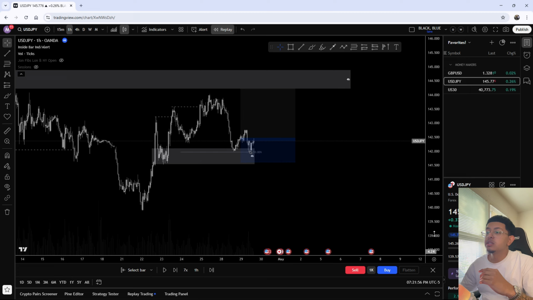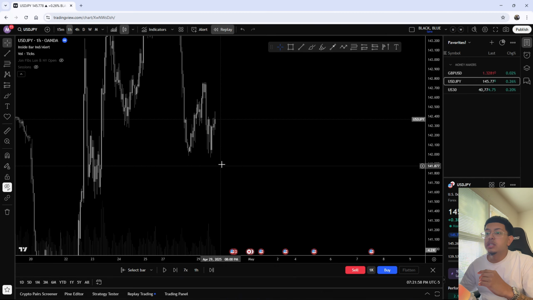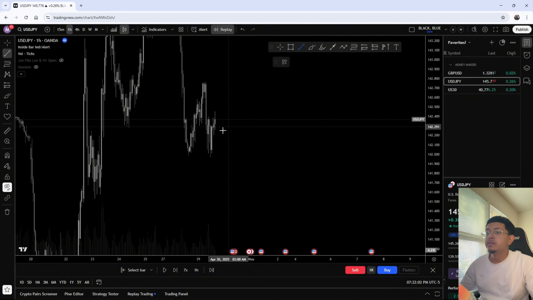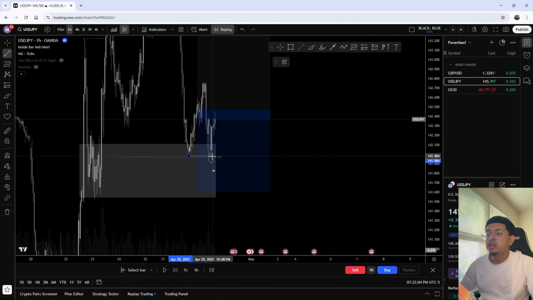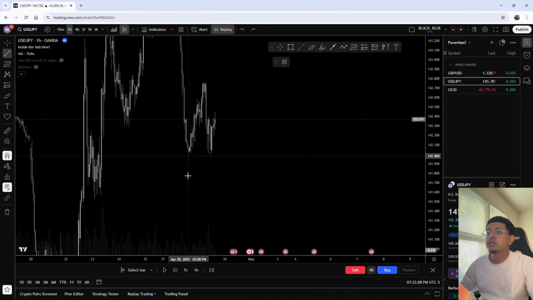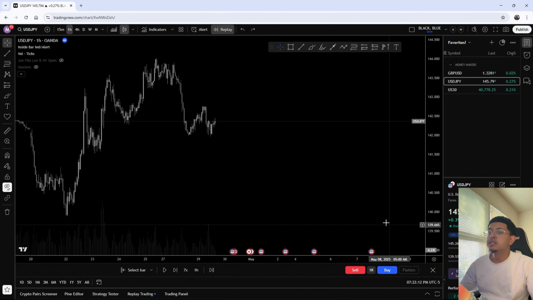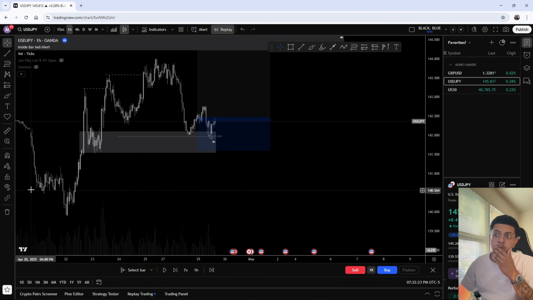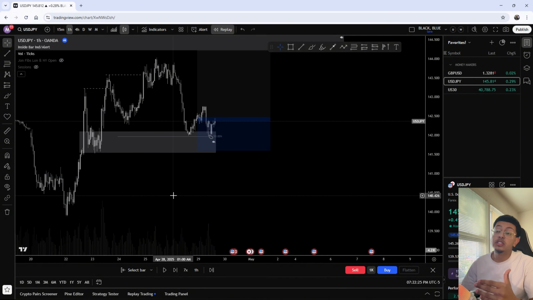Why? Because it took, right? It took internal structure lows right here. It broke that low, previous low, and pushed up against it. And I kind of anticipated to get in on that low because I wanted to get in at the very lowest point, also to get in with a really high R if this trade hits.